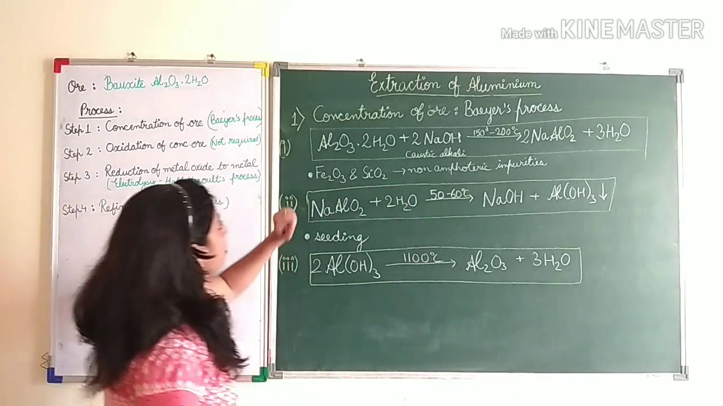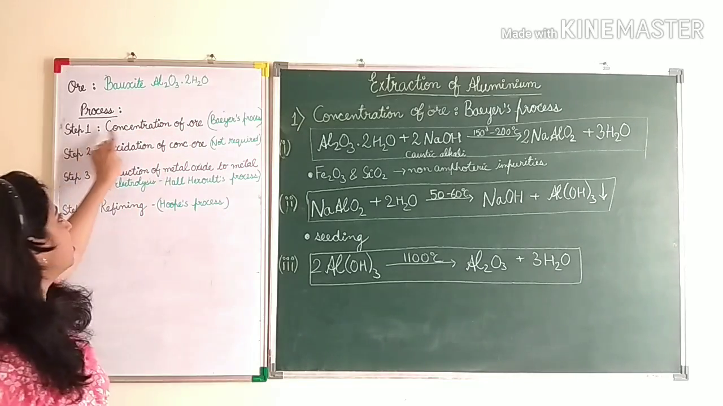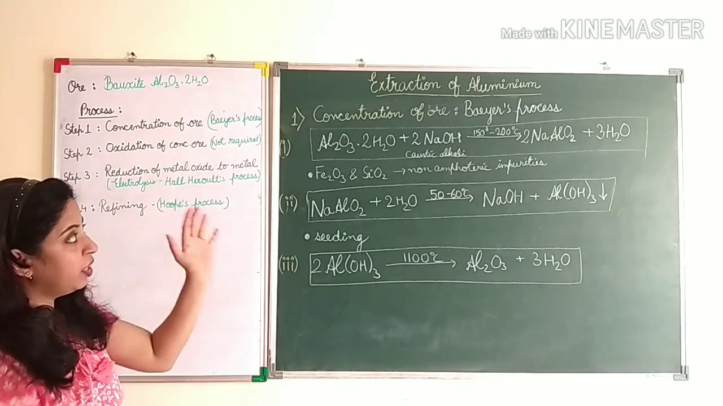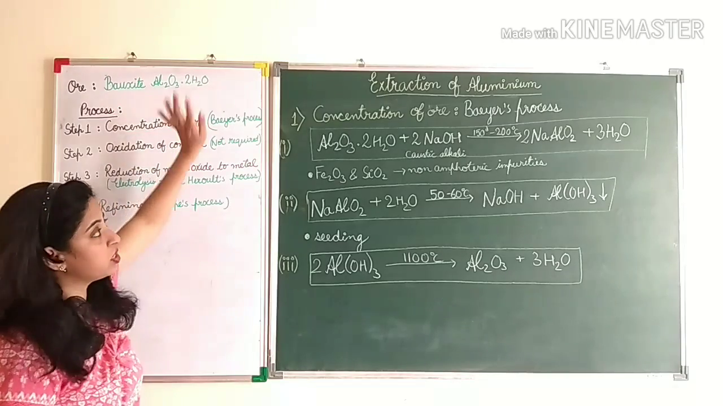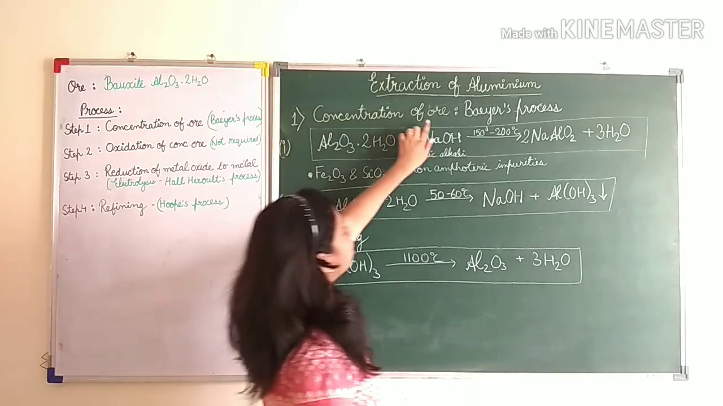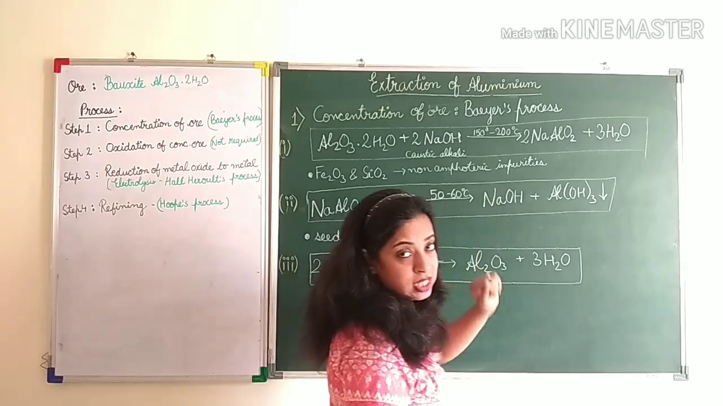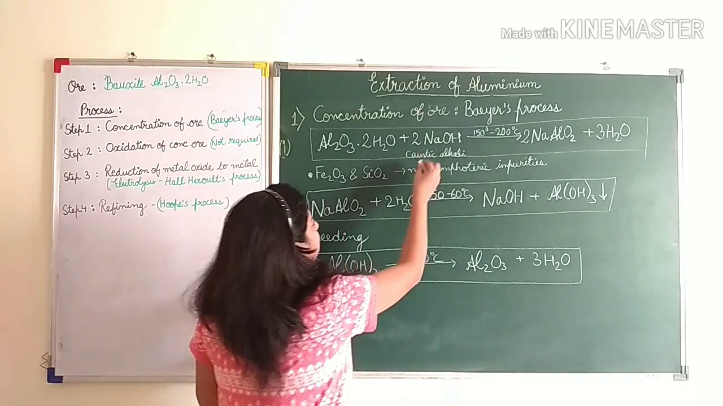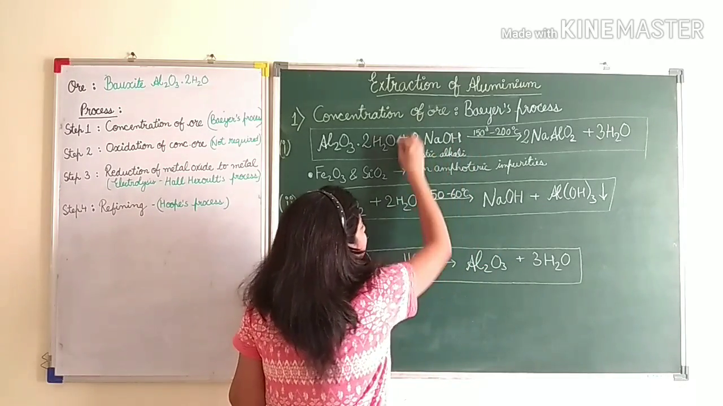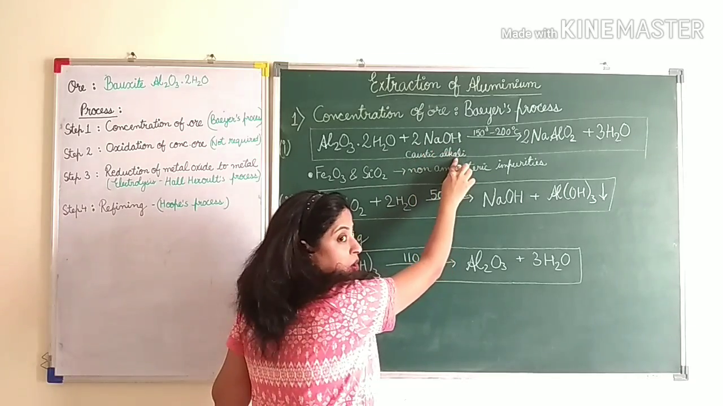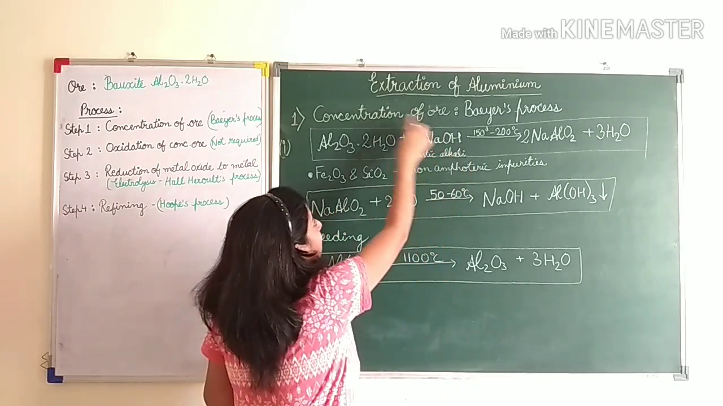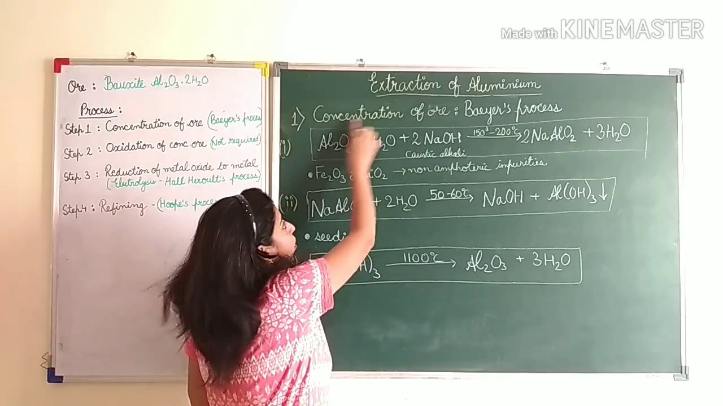Now, first step is concentration of ore. So we take the ore. What is the ore? Al2O3.2H2O, bauxite. So the first step in concentration of ore is following Bayer's process. In Bayer's process, we add caustic alkali, that is any base. NaOH is a base. It is also known as caustic alkali, that is added to your ore.